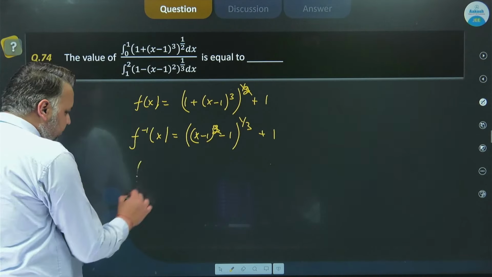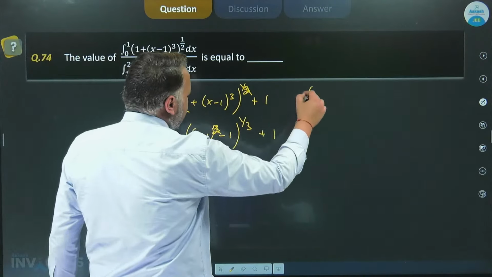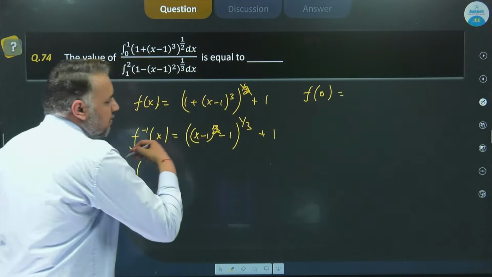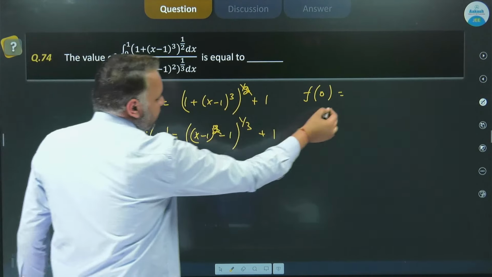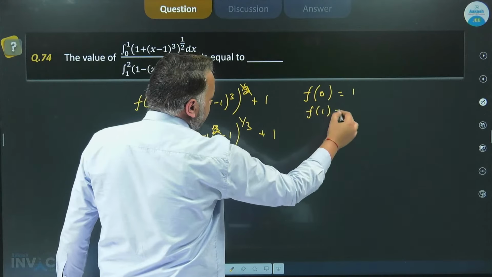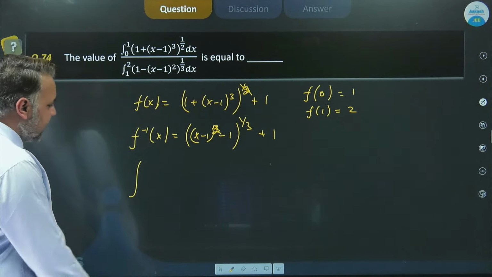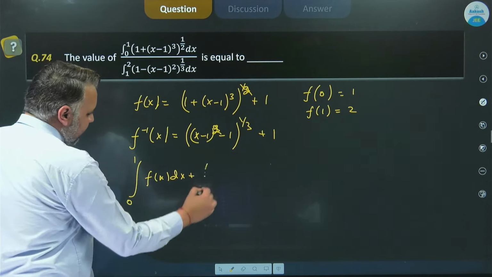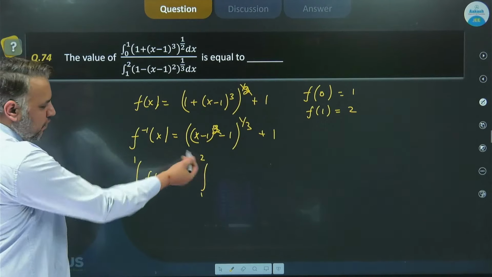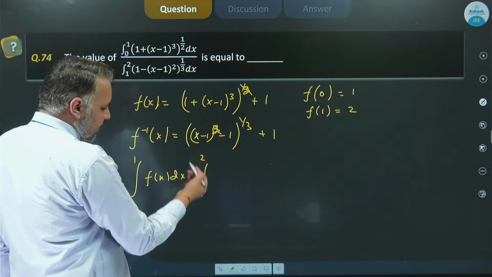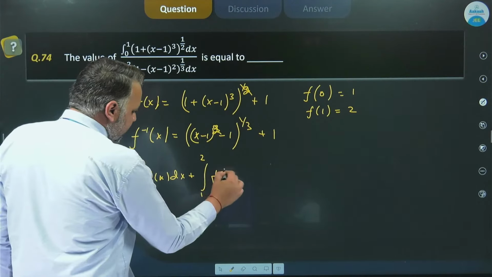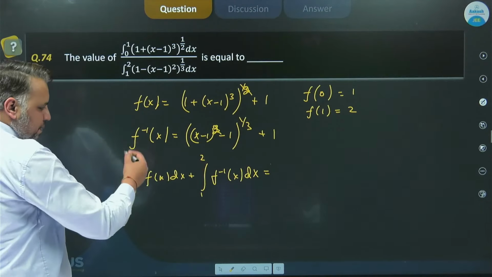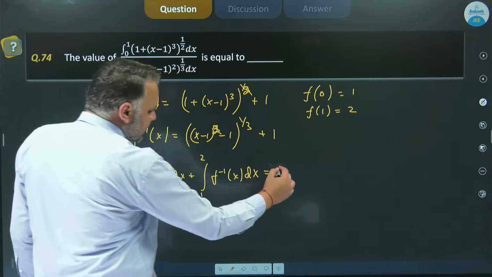We can also say that f of 0, if I put x equal to 0, this will be 0. So f of 0 is 1 and f of 1 is nothing but 2. So I say that the integration 0 to 1 of f(x) dx plus the integration from f of a to f of b of f inverse x dx must be b f(b) minus a f(a). So that is nothing but 2.